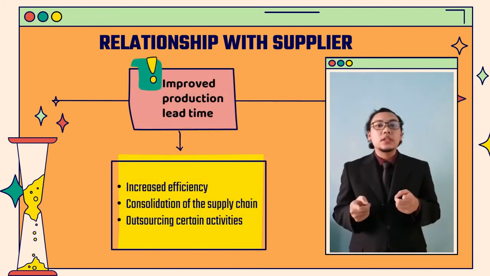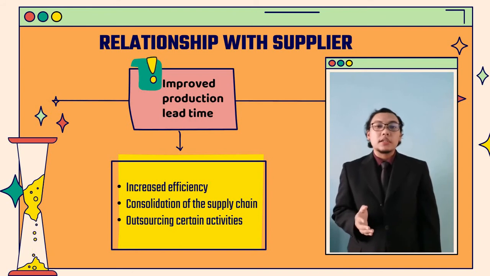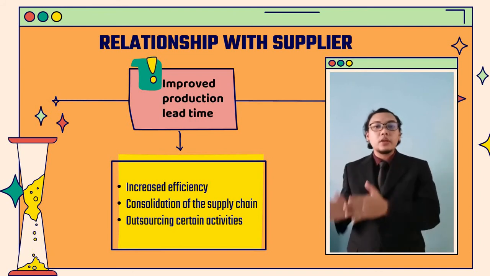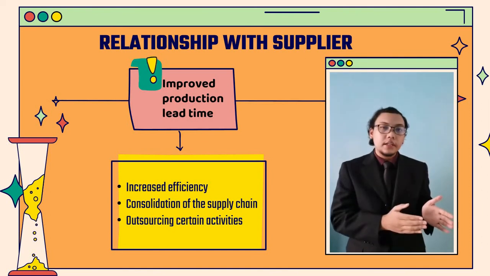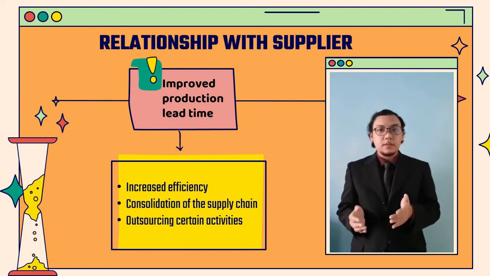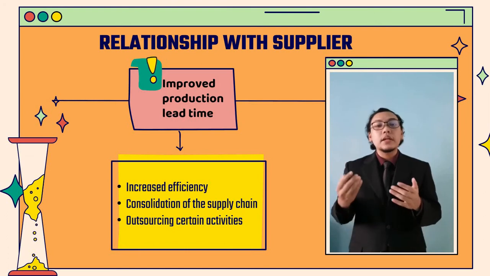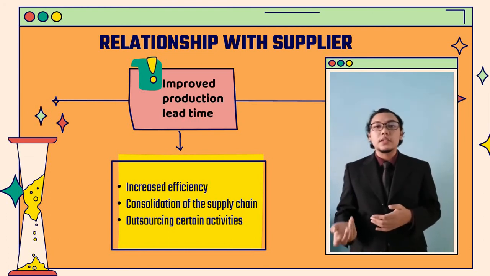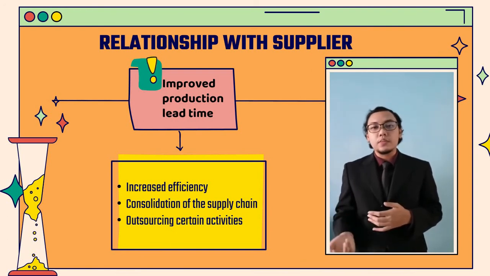Next, the relationship with supplier helps to improve production lead time. Production lead time, or cycle time, is the period from when an order enters the manufacturing department to when the finished product is ready for delivery. One way to improve production lead time is to increase efficiency. For example, this relationship improves communication. Thus, the supplier gains more understanding of the business they serve. Therefore, delays in the supply chain will decrease and the flow of operation will greatly improve.